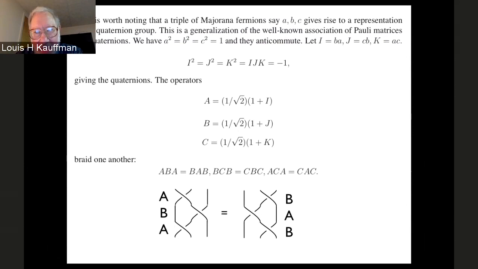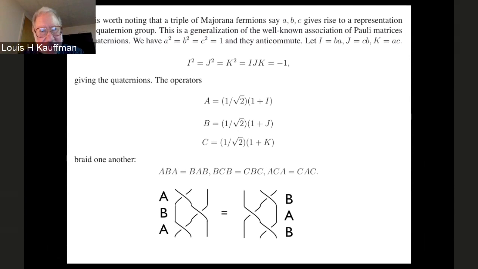We let I be BA, J be CB, and K be AC. Those are those products I was telling you about. And then you find I squared, J squared, and K squared are minus 1, but so is IJK. You got the quaternions out of this. And then if you form these quaternion operators, A, B, and C that I wrote down, they braid. And that's really the pattern.